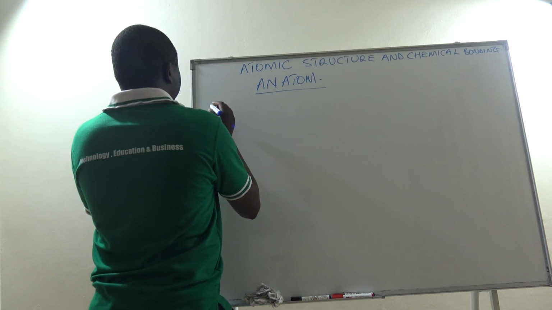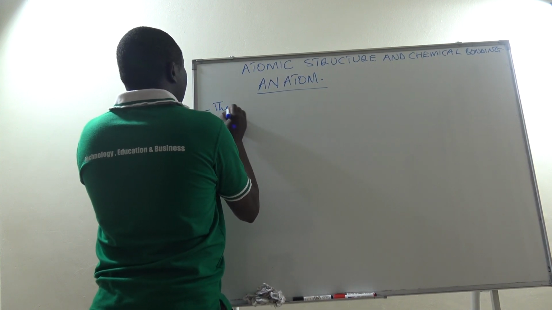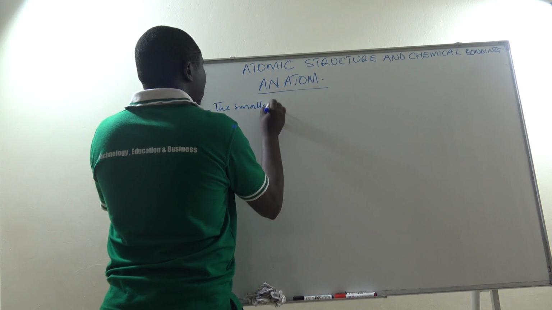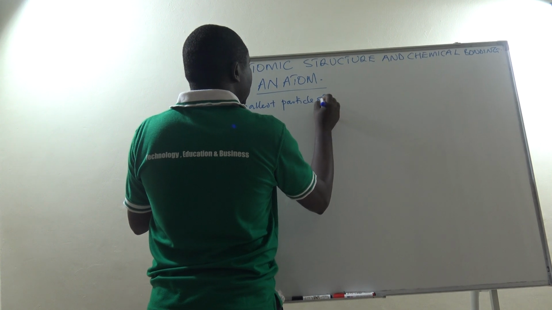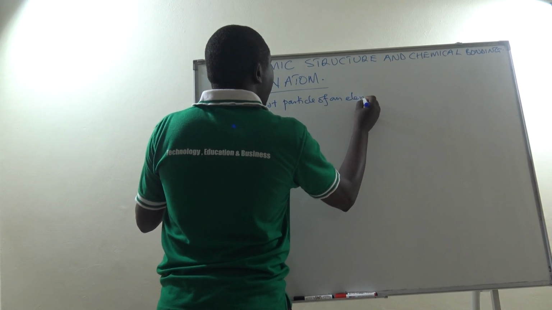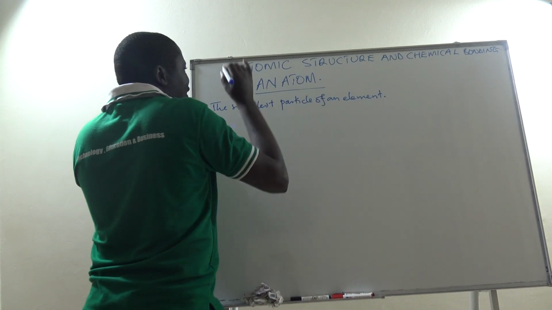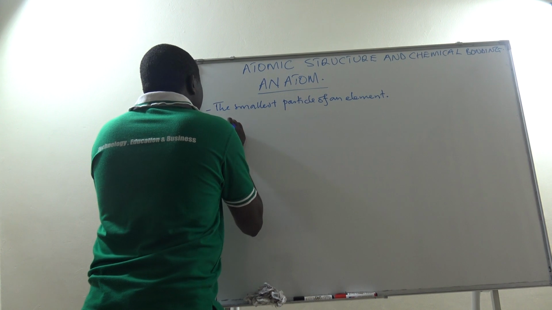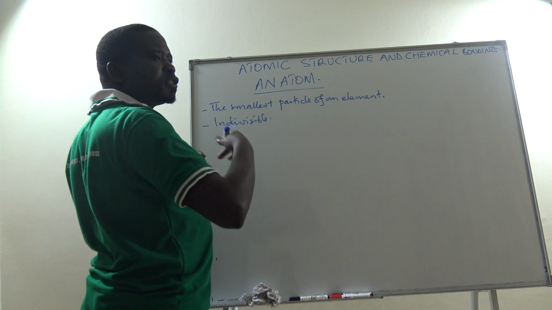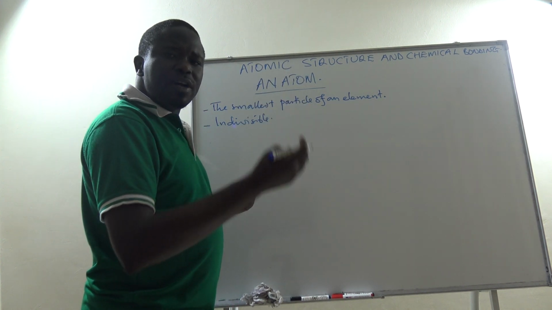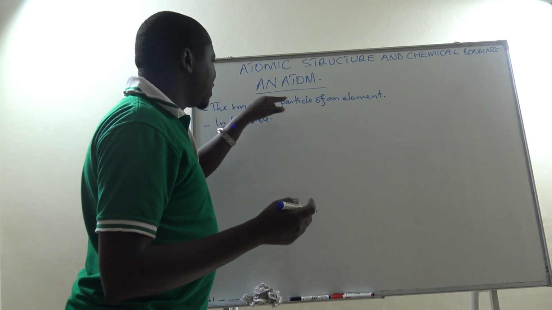So, an atom by definition, or let us first look at some facts about an atom. It is the smallest particle of an element, and it means that that particle of an element is indivisible. Indivisible means that we cannot split it further into simpler or smaller particles. So an atom is therefore the smallest particle of an element.